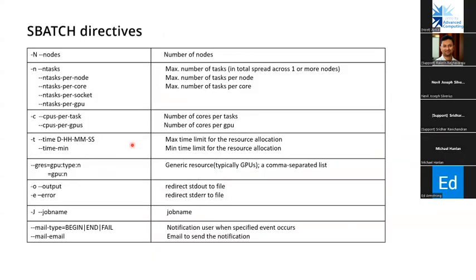I summarized a couple of SBATCH directives that might be important on a day-to-day basis. This is not a very exhaustive list, but it could be a couple of things that are useful. We can define, for example, if we want to ask for multiple cores, the total number of cores that we want in terms of ntasks, or we can ask it per node, per core, per socket, or per GPU. Same thing with CPUs. You can ask for it per task or per GPU.